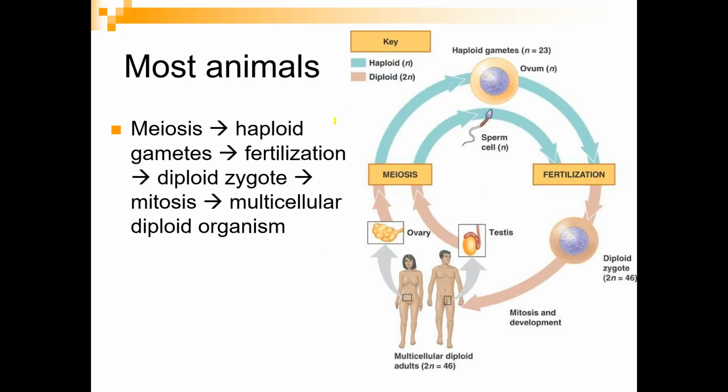And so for most animals like us, this is our basic life cycle. So you have a diploid adult. They are going to produce sex cells by meiosis. Those sex cells come together in fertilization and they produce a zygote. And then that zygote, which is diploid, is going to go through mitosis to produce the adult, okay? And then that cycle will continue.